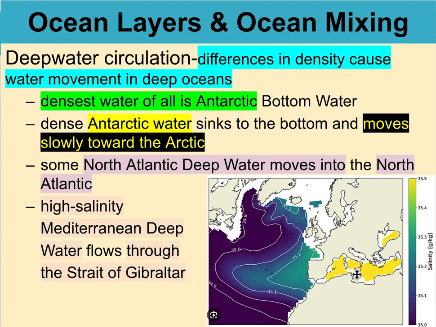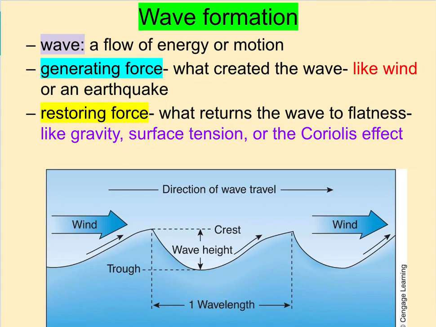So you can actually find this very warm and very salty Mediterranean seawater thousands of miles away from the Mediterranean Sea. It has still maintained its own layer and its distinctive properties from the rest of the water, which is totally interesting. So, waves are actually formed a few different ways, but we're going to talk about wind in this case.